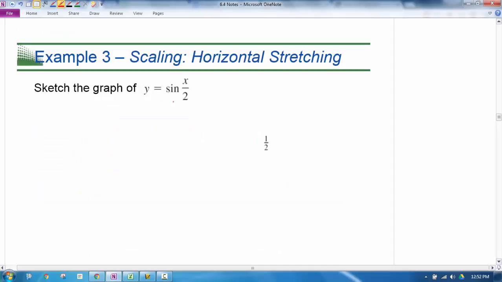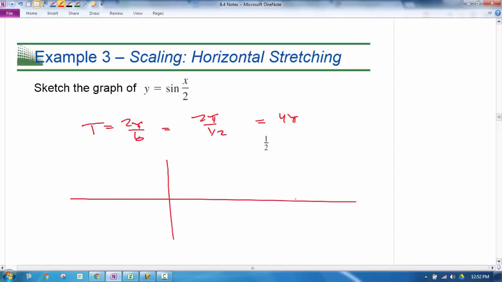We're going to sketch the sine of x over 2. So let's first find the period. The period is 2 pi over b, which in this case b is 1/2. So it's 2 pi divided by 1/2, which 1/2 goes into 2 4 times, so it's really 4 pi. So the period of the regular sine we know is 2 pi, but now it's 4 pi. So I'm going to put 4 pi here, and I'll make this about half that amount, so negative 2 pi. I'll just go from negative 2 pi to 4 pi here.